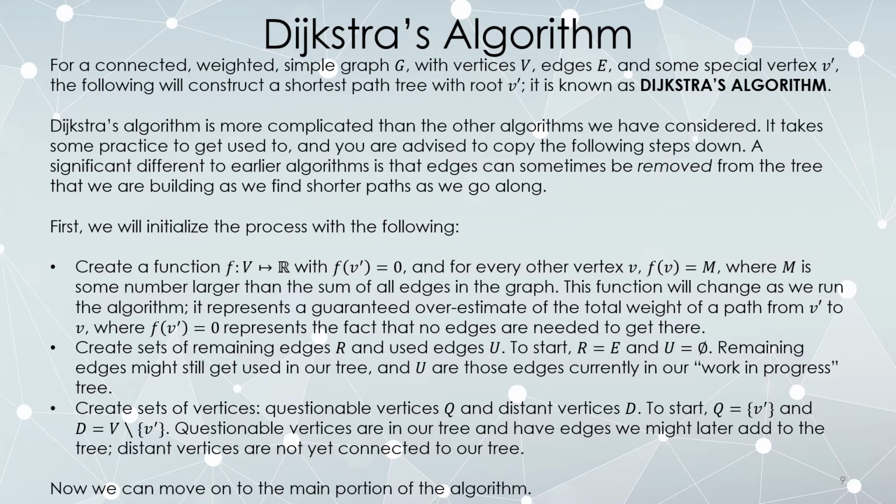Here's the main portion of the algorithm. So to begin with, we have a home base, and we assign it a weight of 0. Every other vertex gets assigned a weight that is larger than all edges put together, a vast overestimate of how far away they are. We take our edges and we split them up into remaining and used. To begin with, it's pretty straightforward. All edges remain, no edges are used. Vertices get split into questionable and distant. Home base is questionable, everything else is distant.